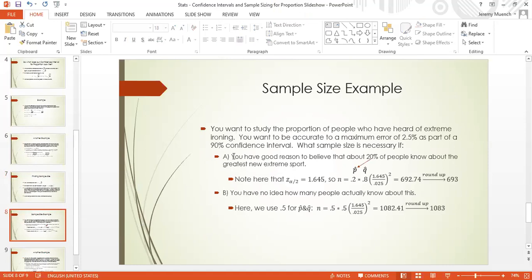And you might notice in this example that there's going to be a lot of percents, and that's somewhat unavoidable here. So I'll talk a little bit about how to parse this information. So let's take a look at this. You want to study the proportion of people who have heard of extreme ironing. At this point, I'm pretty sure everyone in this class has, because it was my background for a long time, and yeah. But anyway, you want to be accurate to a maximum error of 2.5% as part of a 90% confidence interval. What sample size is necessary if you have good reason to believe that about 20% of people know about extreme ironing?